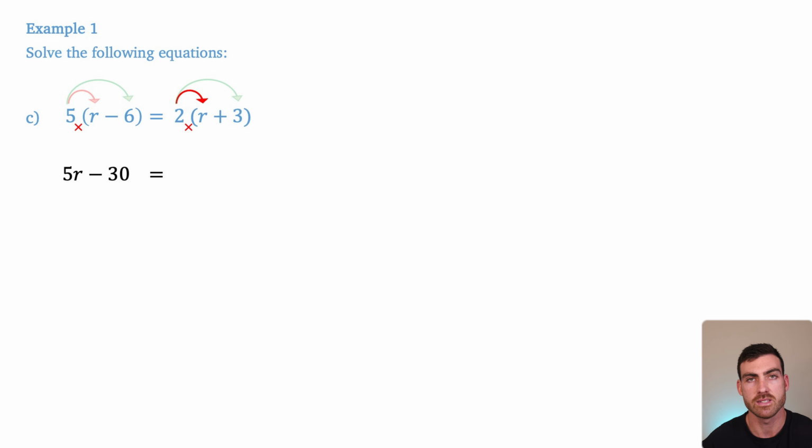Now expanding the second set of brackets. 2 times r equals 2r. Positive 2 times positive 3 equals positive 6. Now we're left with an equation with variables on both sides.